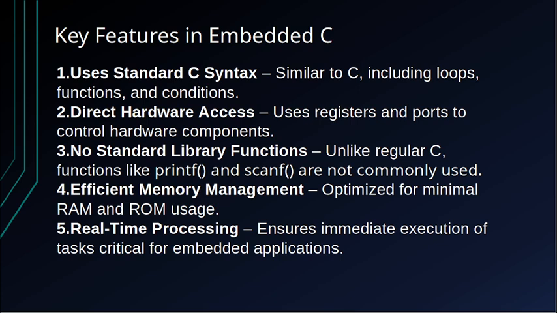And coming to the key features in Embedded C: it uses standard C syntax, as the syntax of Embedded C and C are the same, including loops, functions and conditions, etc. Direct hardware access, uses registers and ports to control the hardware components. In Embedded C, no standard libraries are used, such as printf and scanf that we use in C. In Embedded C, we usually use the CLCD and matrix keyboard. These functions we use very frequently. Efficient memory management, optimized for minimal RAM and ROM usage. Real-time processing, enabling immediate execution of tasks critical for embedded applications. As we know, real-time applications are where embedded systems are mainly focused.